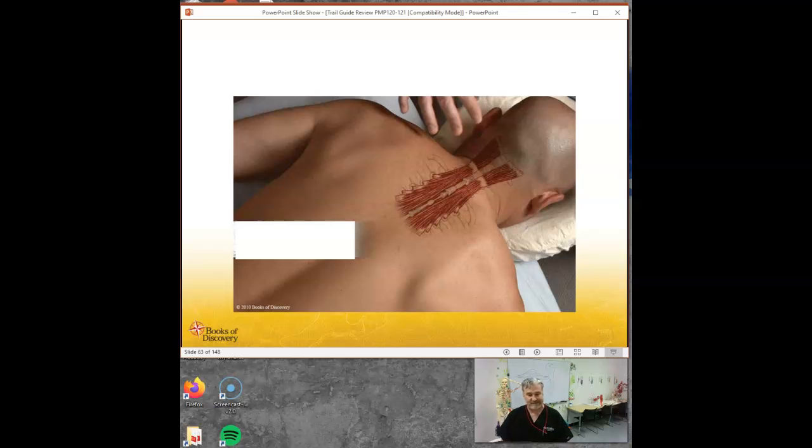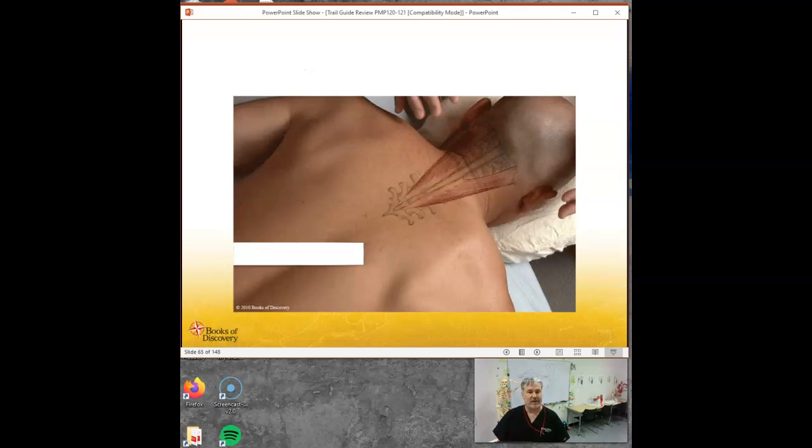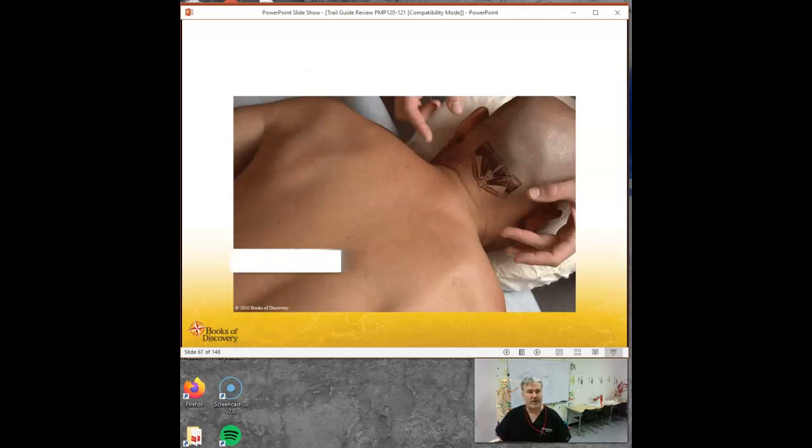What's this? Semispinalis capitis. Beautiful. And what's the nickname for these? Speed bumps. Speed bumps to the neck. I love it. You should already know what this one is. What are these? Suboccipitals. Thank you. I think that you have answered enough questions.